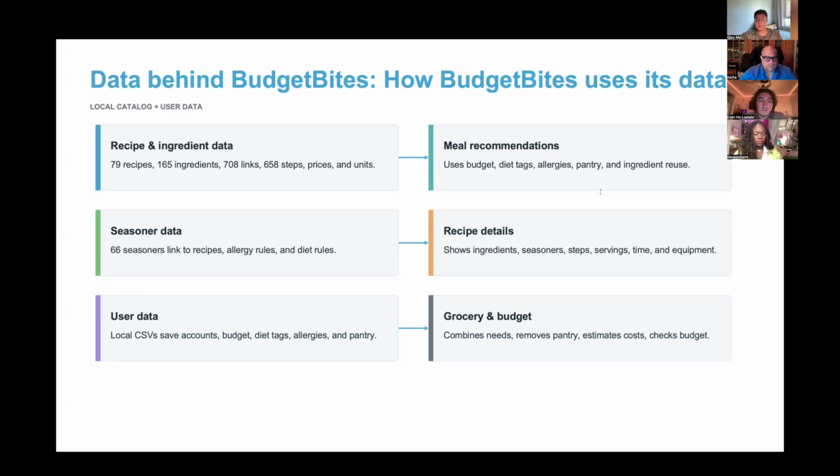Finally, users provide their own budget, dietary preferences, allergies, and pantry information. BudgetBites combines this personal information with the recipe data to recommend meals, build a grocery list, and check whether the plan fits a weekly budget.